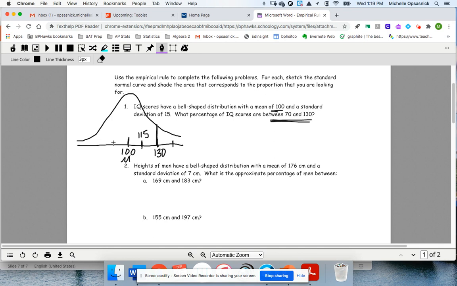On the lower end, I'm going to subtract 15. So if I take 15 away, that's going to put me at 85. And then if I take another 15 away, that's going to put me at 70. That's my lower bound for what I'm looking for. So I don't have to go another 15 away and put down a 55 here. So I want this area that's within 2 standard deviations. That corresponds to 95% of the distribution.